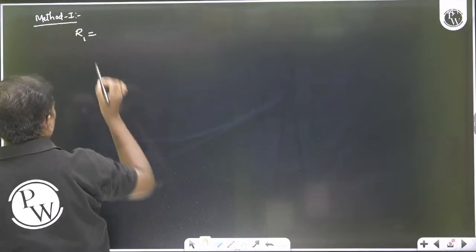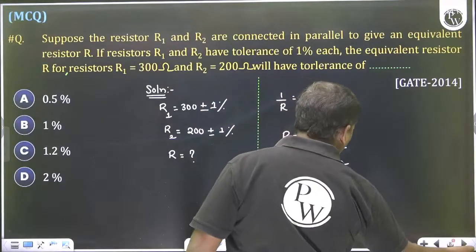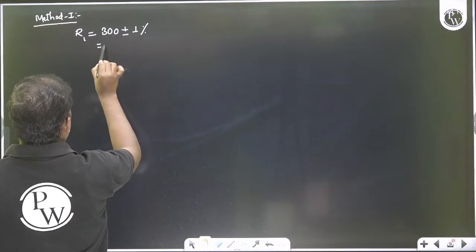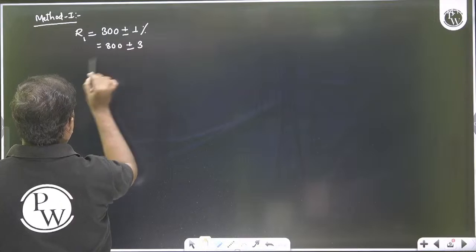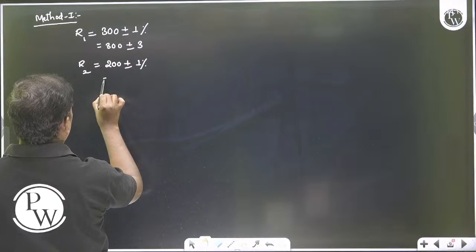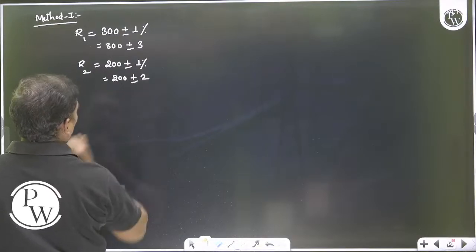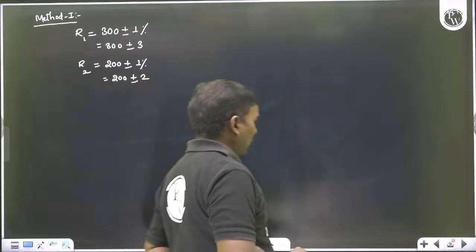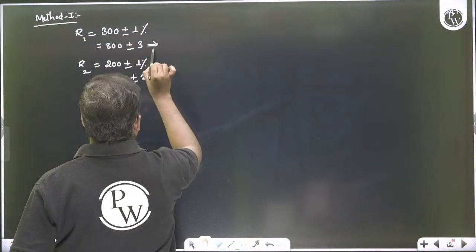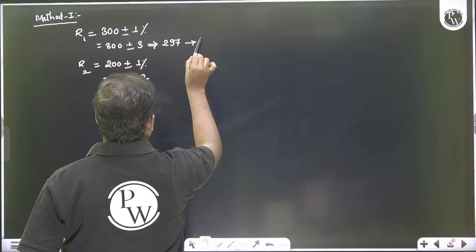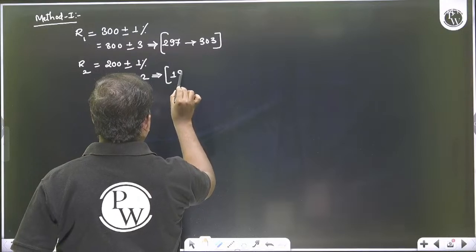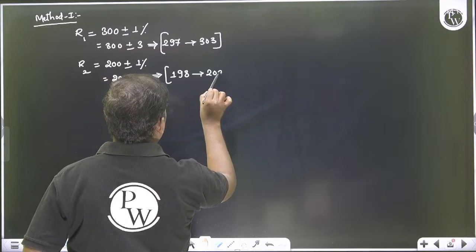R1 is given as 300 plus or minus 1%, which means 300 plus or minus 3. Next, R2 is given as 200 plus or minus 1%, which means 200 plus or minus 2. That means R1 can be either 297 or 303, and R2 can be either 198 or 202.